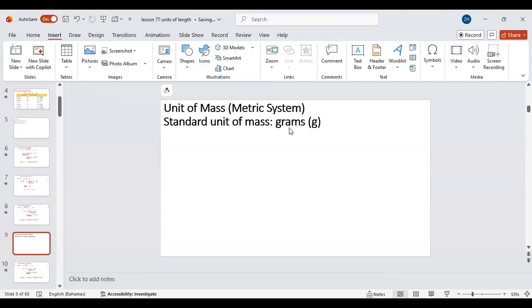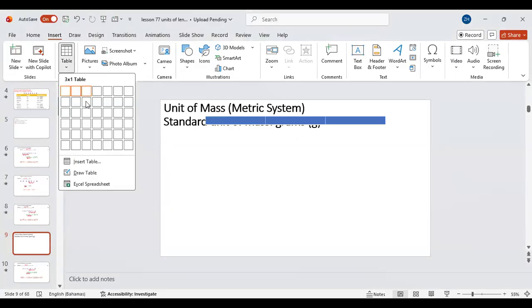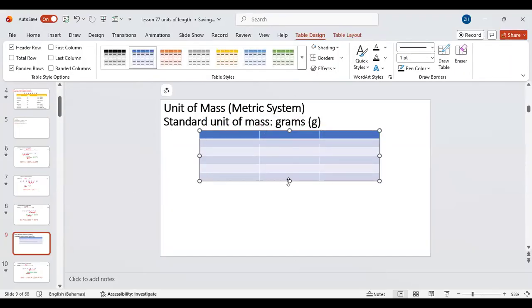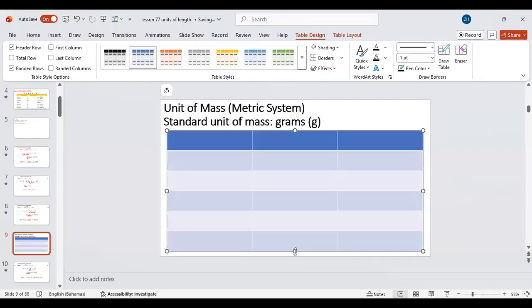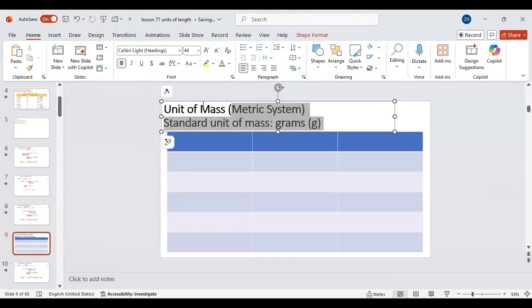Let's go ahead and construct the table. We're going to construct the exact table that we constructed for length, but this time for mass. How many rows, how many columns? 3 columns and 8 rows. I'm going to make this one blue today. Make sure your table looks very neat.